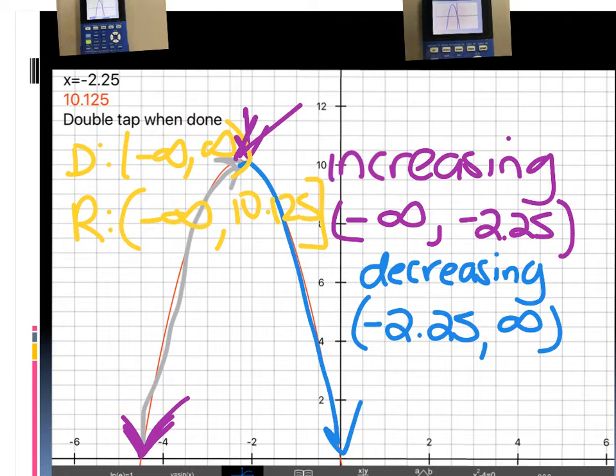So once I know that this point here, we used this on the graphing calculator from the app, but your graphing calculator should do the same thing. That point is negative 2.25 and 10.125. So that's the y coordinate of when it changes.